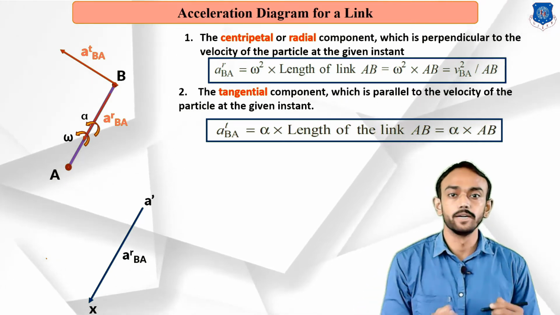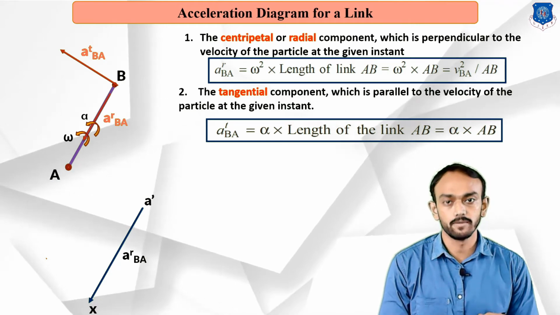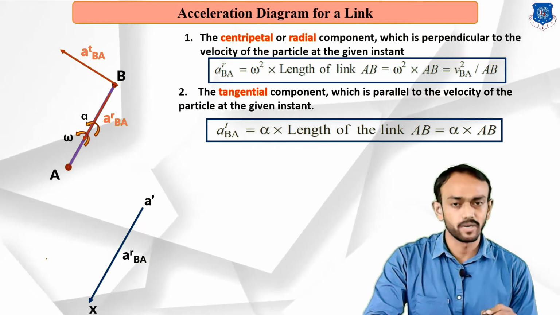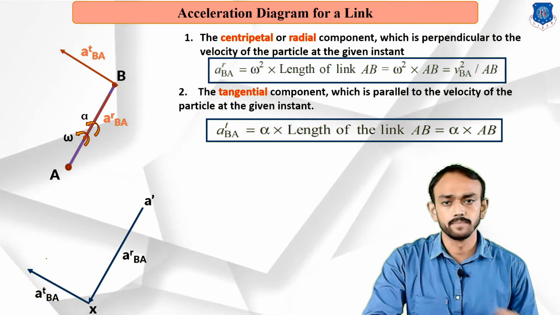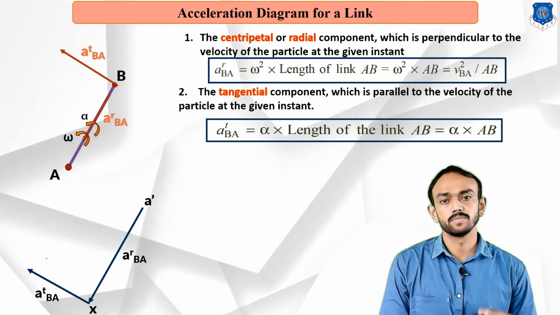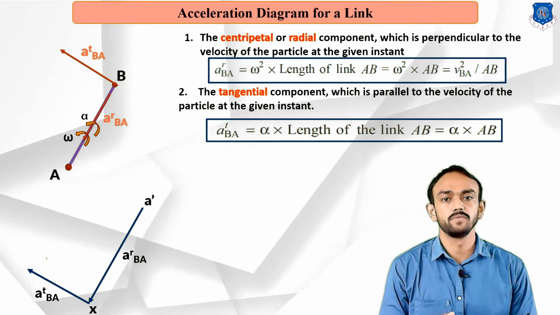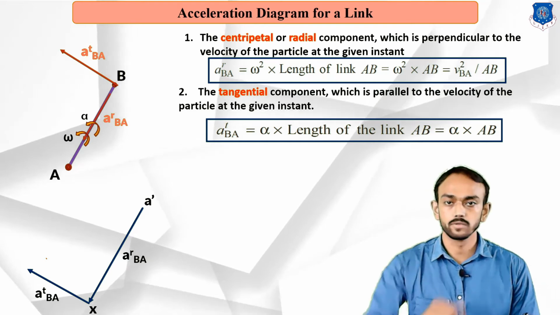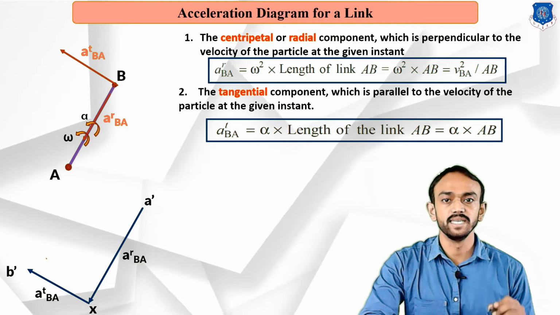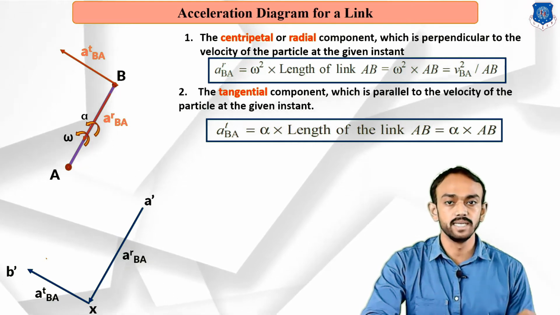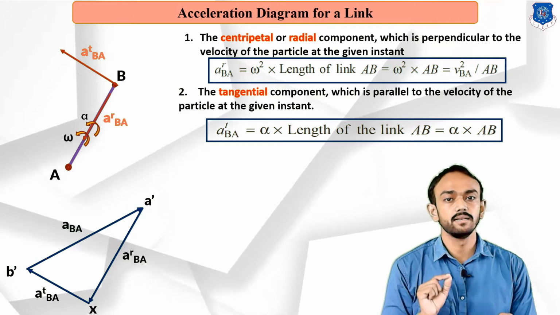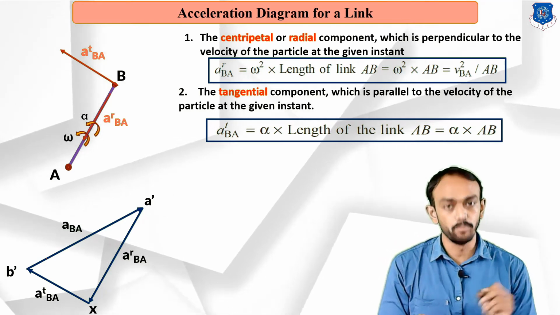Now we will draw the tangential component of acceleration. As you know, it is parallel to velocity, or I can say perpendicular to the link. So you can see on the screen the tangential component of B with respect to A. This will be drawn in the direction of velocity. Now this point will be denoted as B dash, and we have to connect this B dash and A dash.